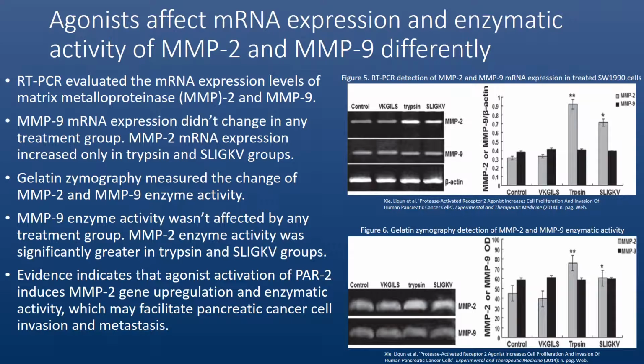of these MMPs. So the results show that MMP9 enzymatic activity wasn't affected by any treatment, but MMP2 activity was significantly higher in trypsin and SLI-GKV groups, indicated by optical density values of 75.6 plus or minus 6.1 and 60.4 plus or minus 4.6 respectively, when compared to the control value of 44.0 plus or minus 4.21 and the VK-GILS value at 39.3 plus or minus 5.2. This evidence indicates that agonist activation of part 2 induces MMP2 gene upregulation and enzymatic activity, which then may facilitate pancreatic cancer cell invasion and metastasis.